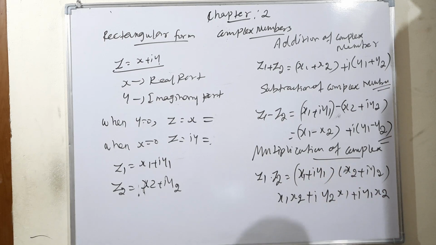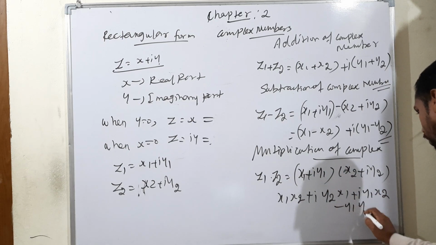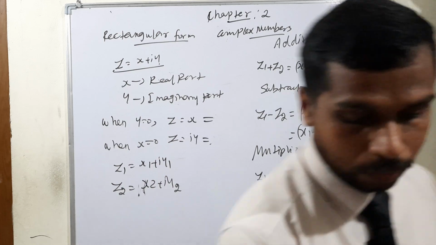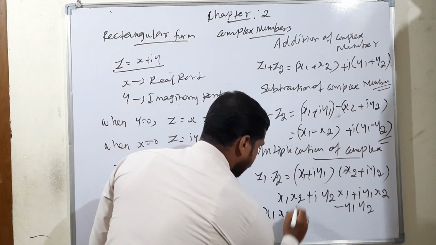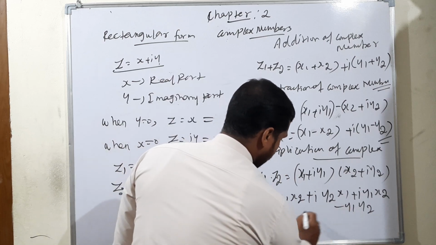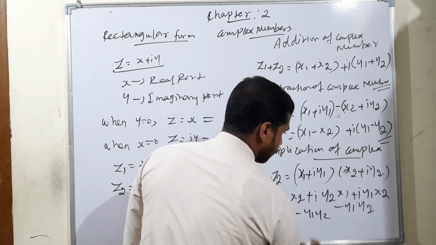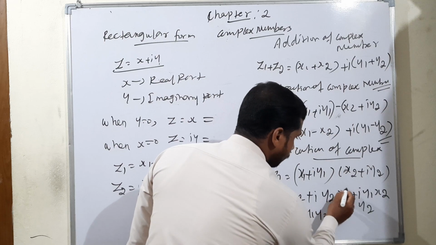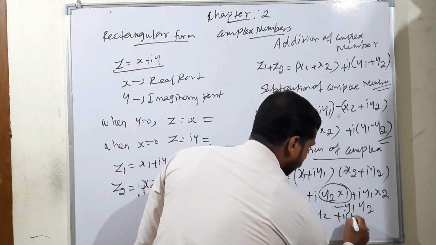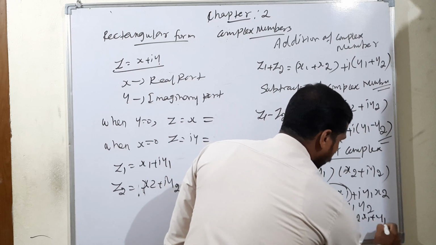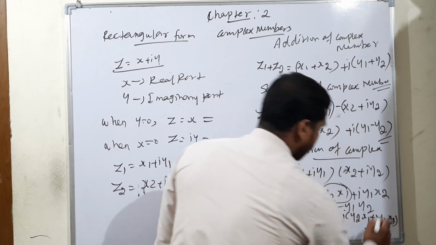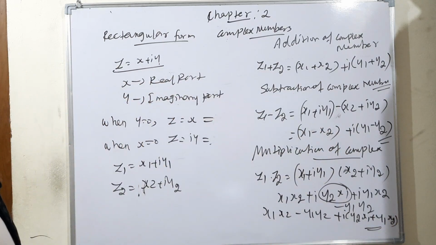I square means minus 1. Therefore, we can write minus y1 y2. Therefore, the final line is x1 x2 minus y1 y2, then plus i, taking i common outside, y2 x1 plus y1 x2. This is multiplication of complex numbers.